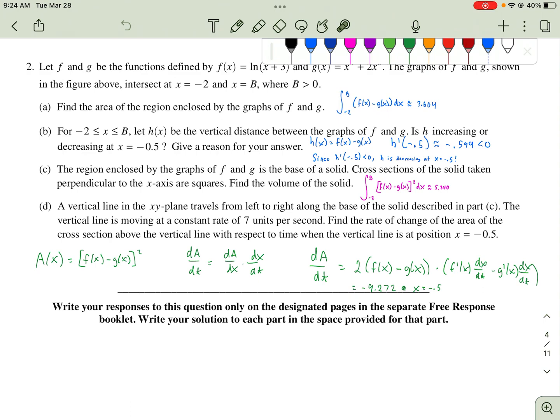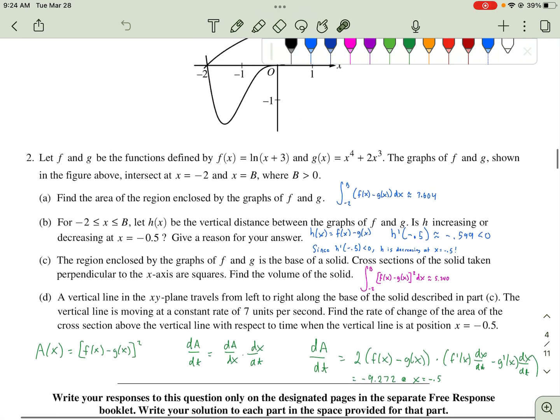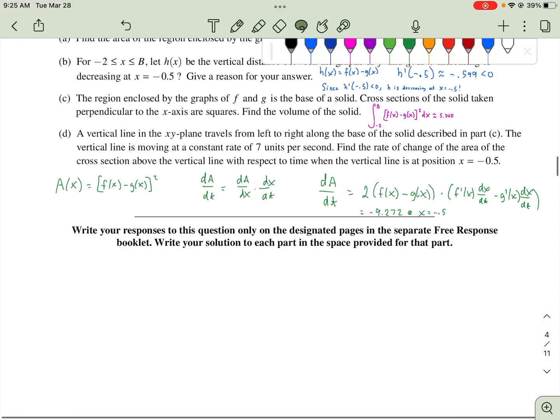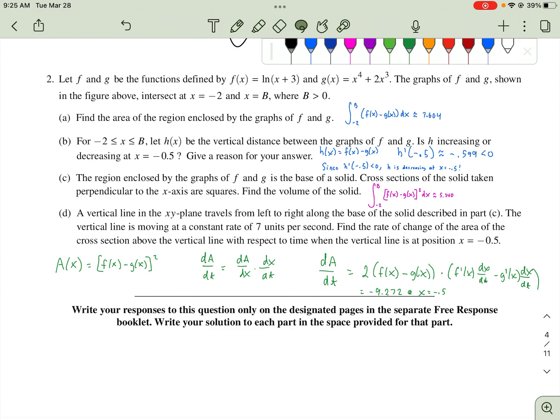Okay, and then part D, it says a vertical line in the plane travels from left to right. The vertical line is moving at a constant rate of 7 units per second. Find the rate of change of the area of the cross section above the vertical line with respect to time when the vertical line is at position x equals negative 0.5. Sounds like a lot, but what's happening is there's a vertical line like this, and it is moving across like this, and it's moving at a rate that we know, because it was given to us, of 7 units per second. It wants the rate of change of the area of the cross section.